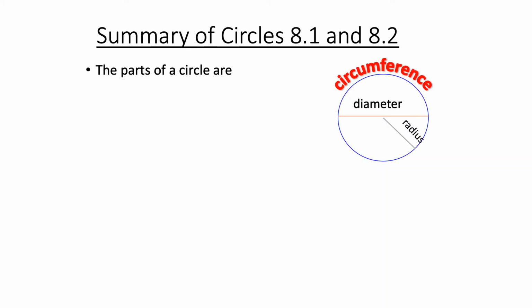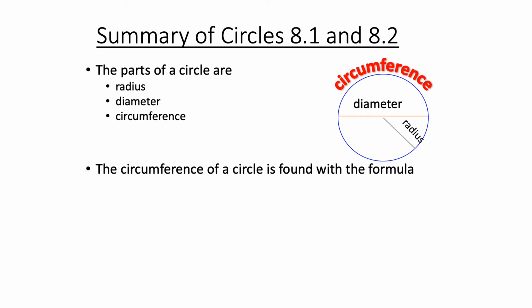In Lessons 1 and 2, we also learned about the parts of the circle. We saw that the radius is a line from the center to the edge of the circle, and it's always half of the diameter. The diameter is the long line that goes through the center of the circle from one side to the other. And then we talked about the circumference. The circumference is the distance around the circle.